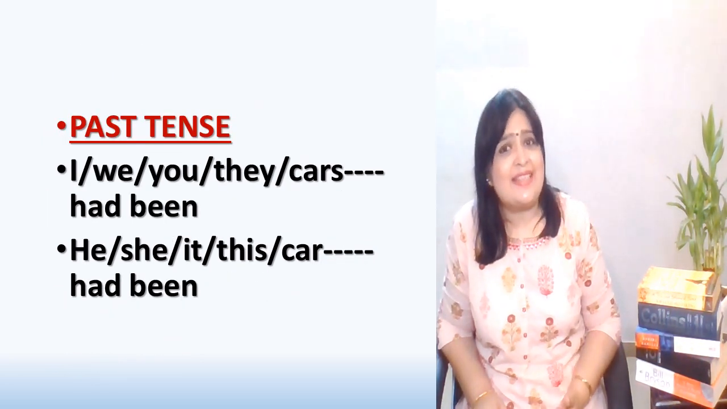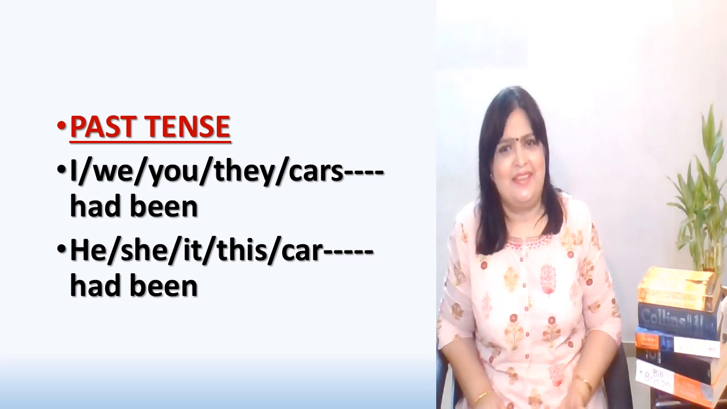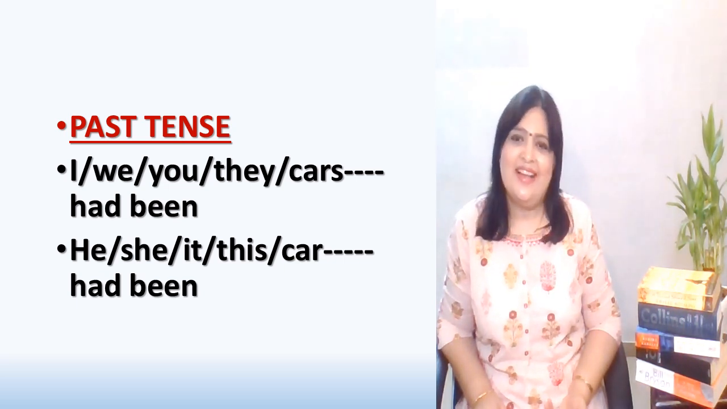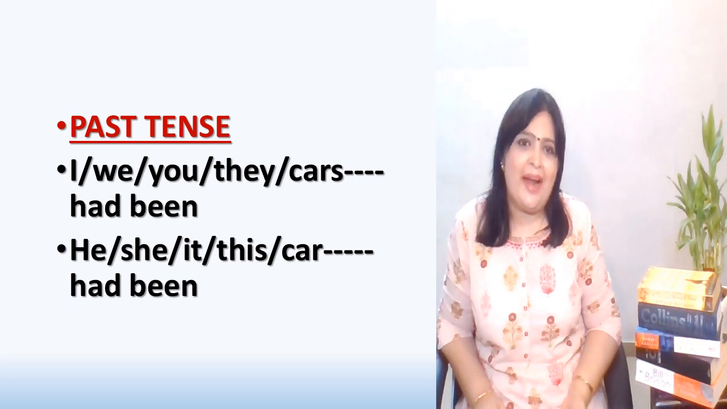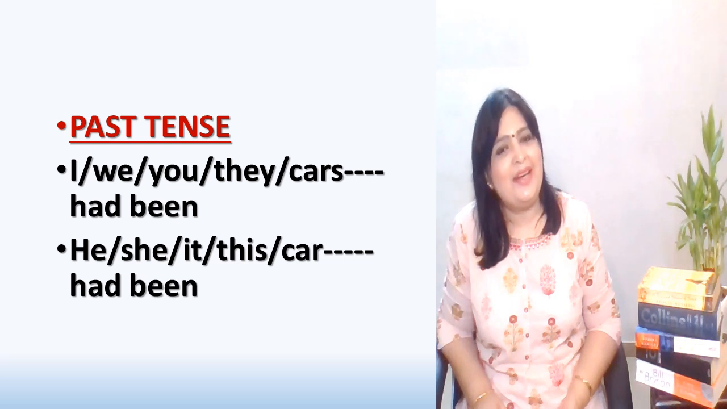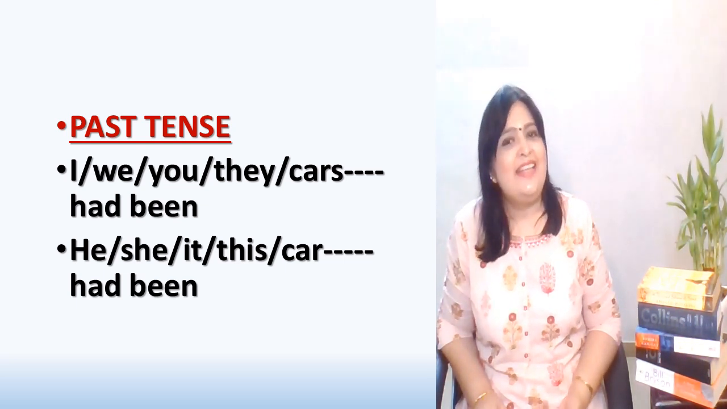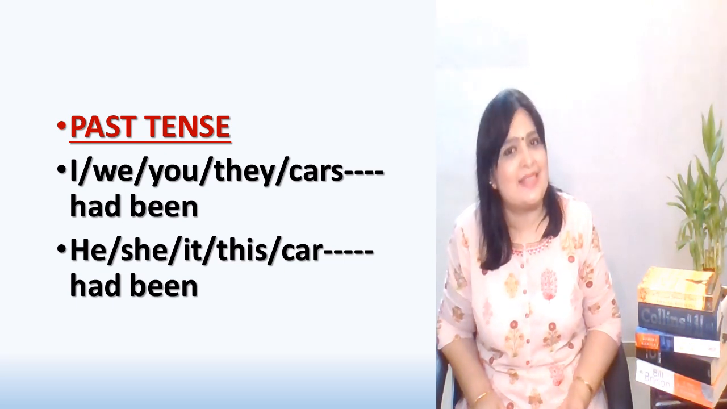Now let us understand when we talk about the past. It is very easy. For any subject, we use had been. For I, we, you, they, cars, boys, we use had been. That is plural nouns and pronouns के लिए भी हम had been use करते हैं और singular nouns and pronouns के लिए भी हम had been use करते हैं. Like he, she, it, this, car. For all this also we use had been in past tense.